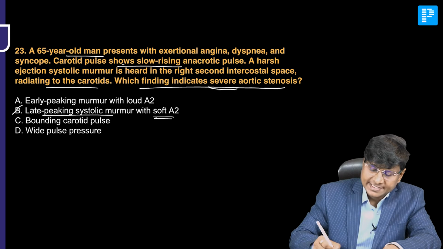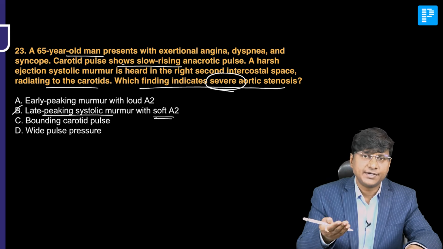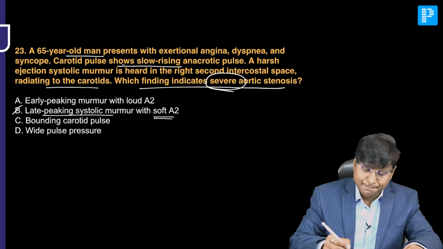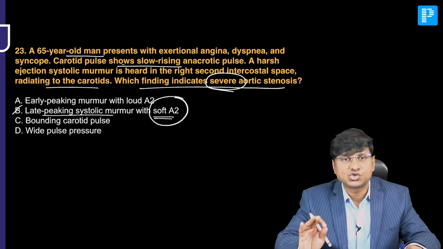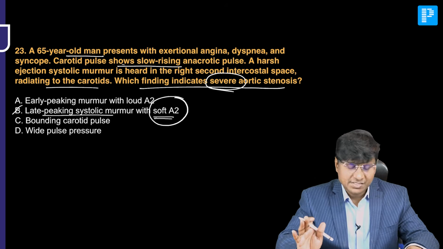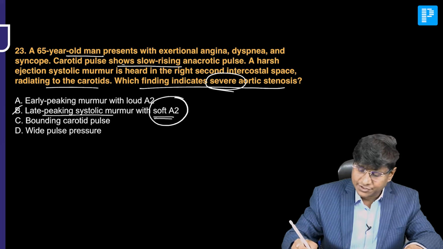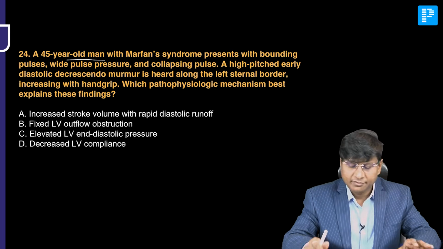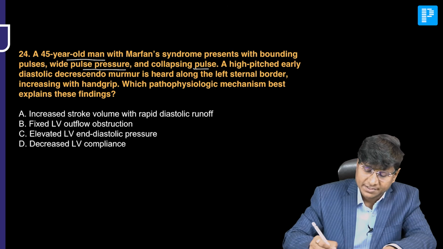This is what decides the severity of the aortic stenosis. The more severe your aortic stenosis, the later is the peak of the systolic murmur, and the A2 will be soft. So this is how the severity of aortic stenosis will be decided. Next question. We have a 45-year-old man with Marfan syndrome presenting with bounding pulse, wide pulse pressure and collapsing pulse.